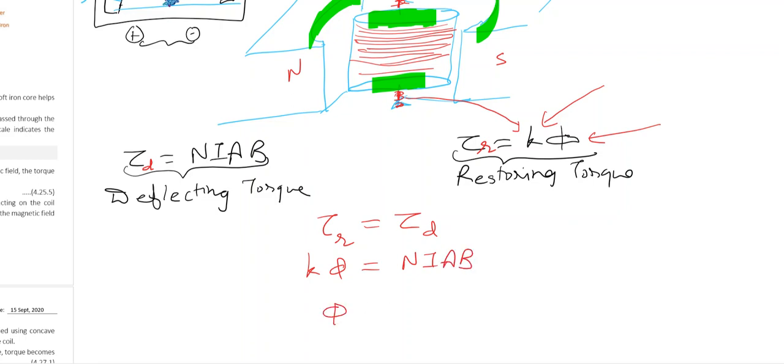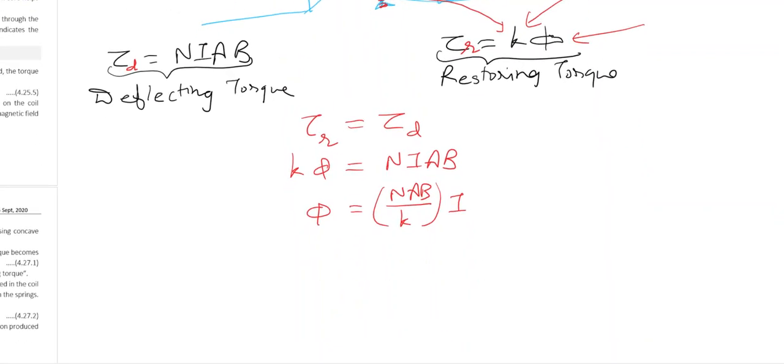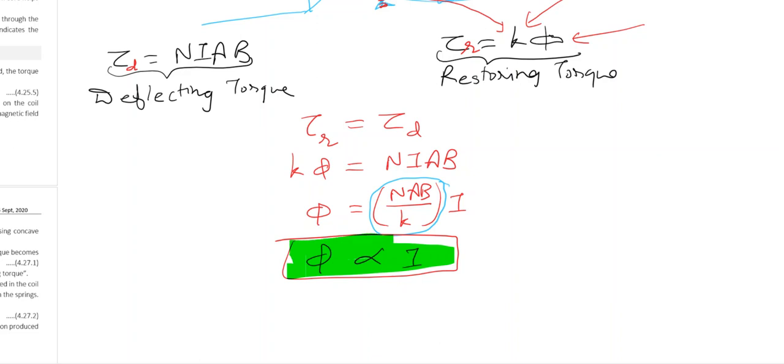So what is the deflection equal to? I can write it as NAB by K into I. Why are the four quantities kept in bracket? Because they are constant quantities, and then I can say that phi, that is deflection, is proportional to current. This is the working principle of galvanometer, that deflection is directly proportional to the current passing through it. You make current zero in this, and deflection will be zero.